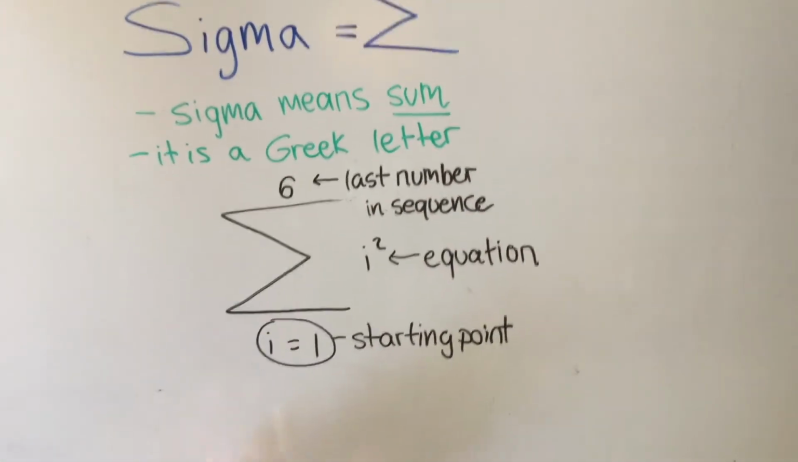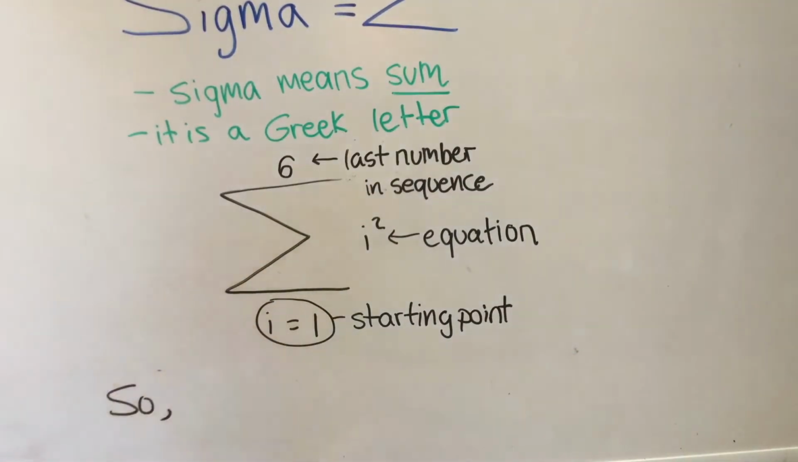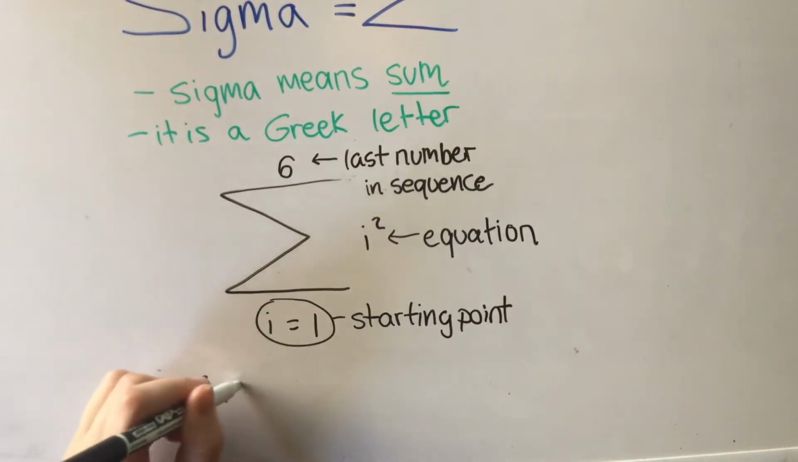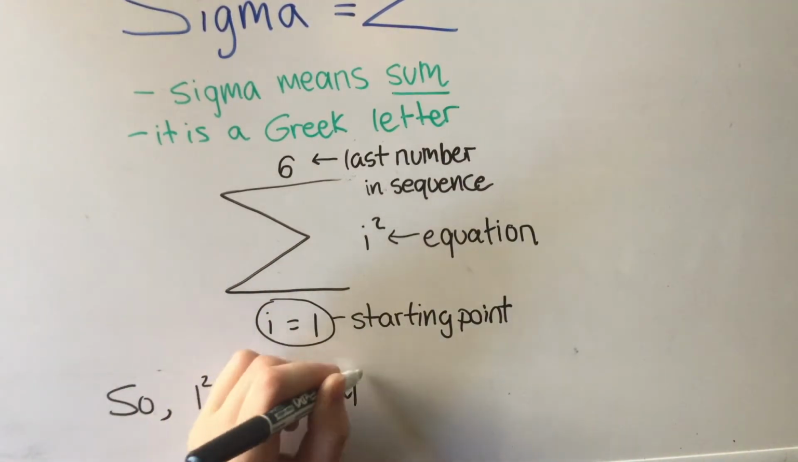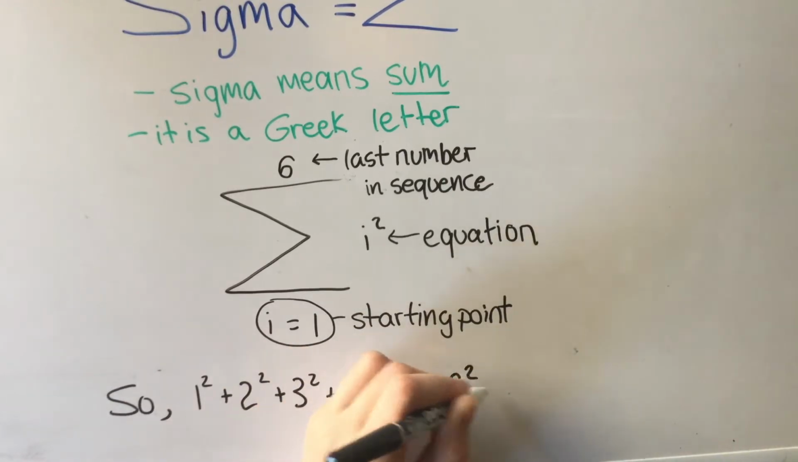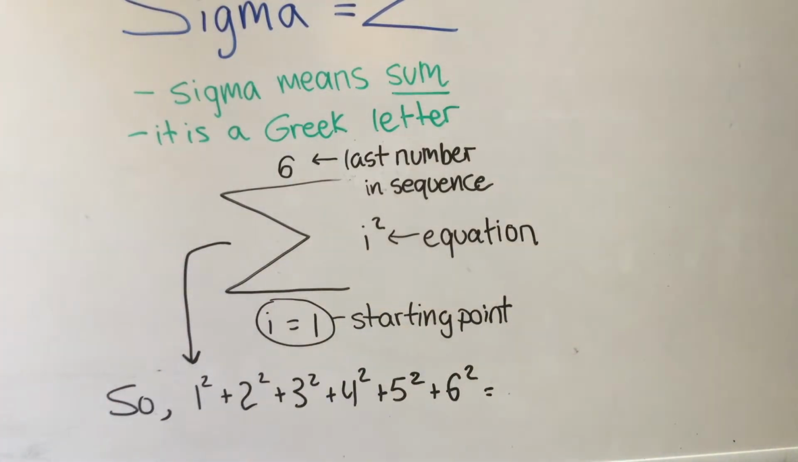To evaluate the sum, you square all numbers. You plug in 1, 2, 3, 4, 5, and 6, and you square them because that's what the equation is, and you get the final answer of 91.